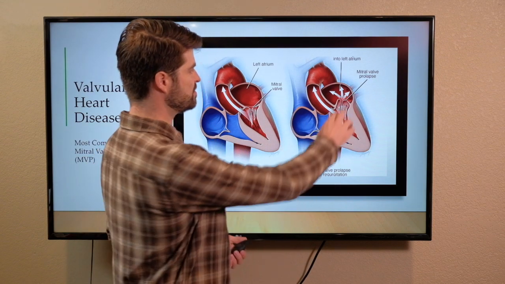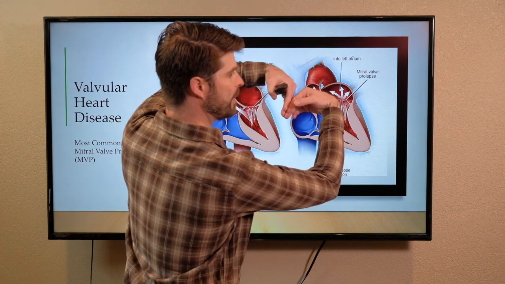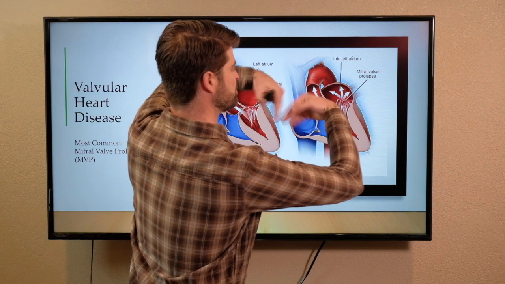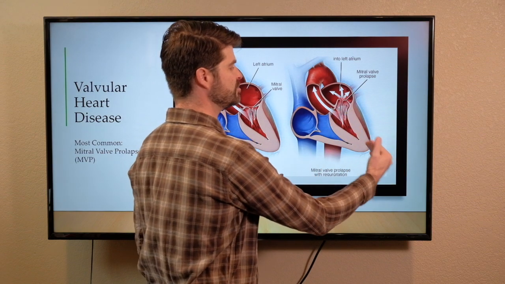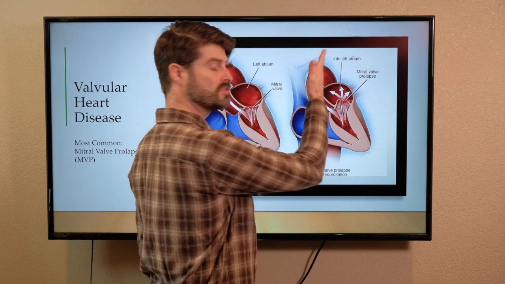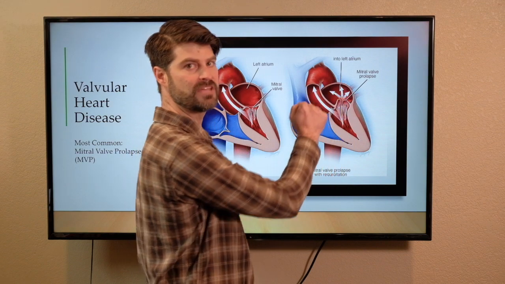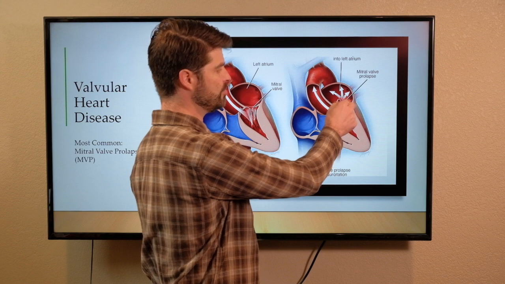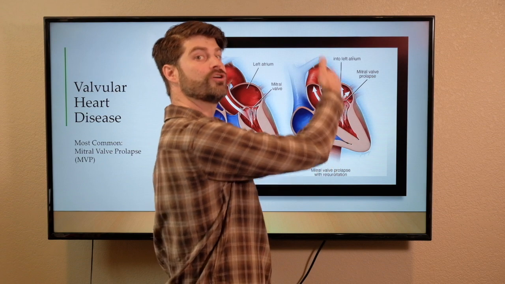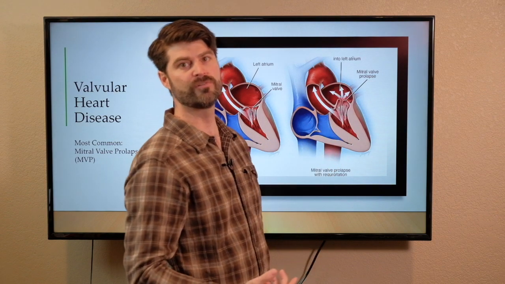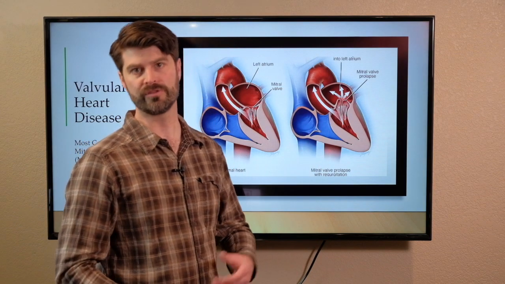So what happens is that valve doesn't snap shut like this when the contraction happens. It tends to blow out, so it goes shut and then flaps open. So when the ventricles contract, they eject blood out the aortic valve to the body, but they also push blood back up into the left atrium, because those valves don't close, preventing that regurgitation. So the regurgitation refers to the blood flowing backwards in the normal flow of blood within the heart.